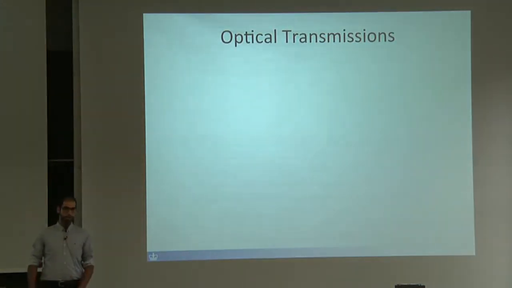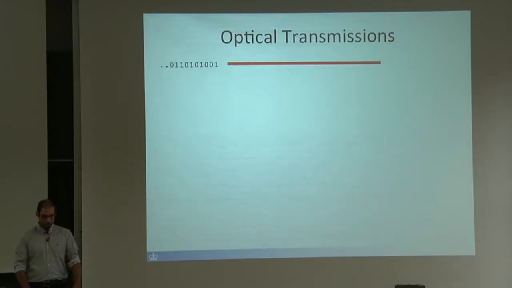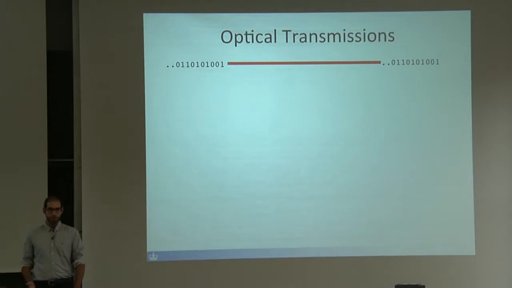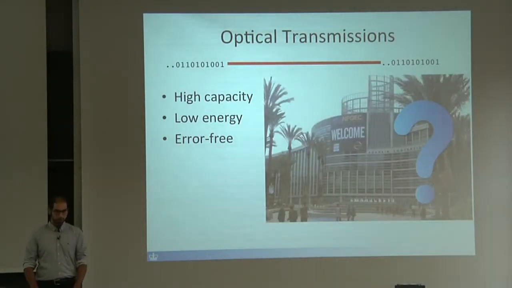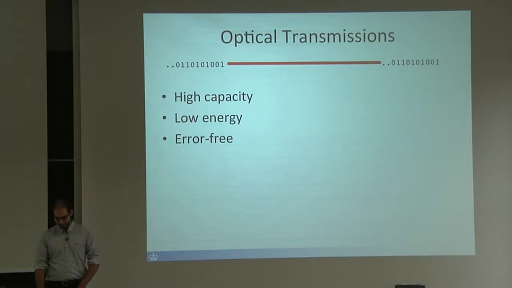But if you're a higher layer researcher like me, then your idea of optical transmissions is probably something like this. You have an optical link, you have bits that go in on one end, and then they come out on the other end without being affected and at a very high speed. So the properties here are that optical links are high capacity, they're very low on energy, and they're completely error-free. So given these, it's curious why optical people have these huge conferences with thousands of attendees, because it seems like everything is solved and it's working. Well, I'm here to tell you that it's really not the case.